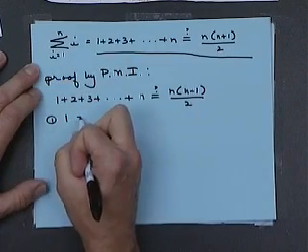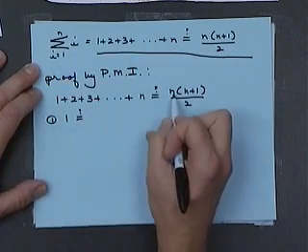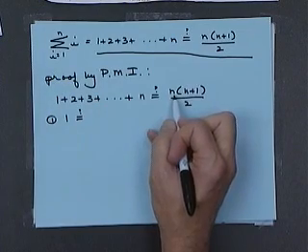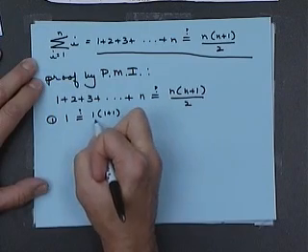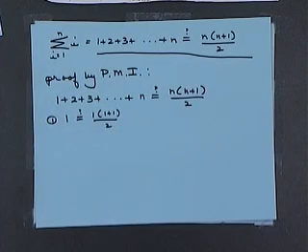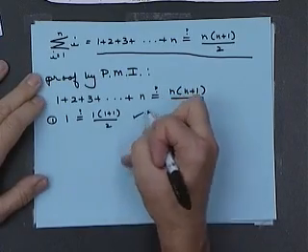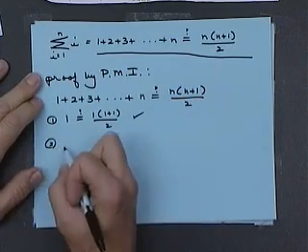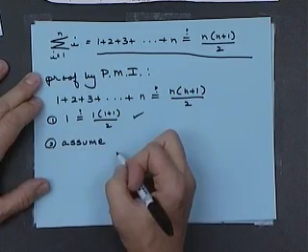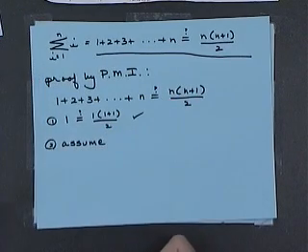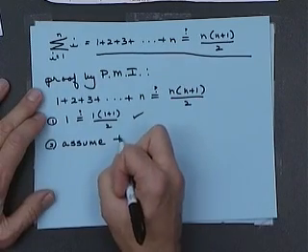So the left side would be 1. And if I stopped at 1, n would be 1. So I'd plug in 1 times 1 plus 1 all over 2. Does it work in the first case? Yes, it does. So that's true. The next thing we're going to do is assume that it's true for the first k integers.